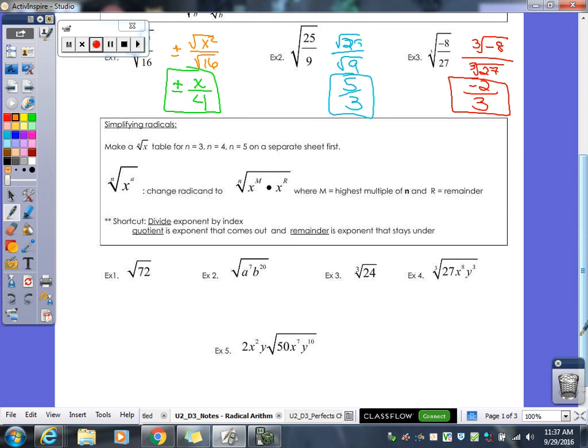Okay, so let's take a look at our examples down here. When you don't have perfect squares underneath your radical sign, if you recall, what we need to do is separate it, where in the first radical, we have to put a perfect square.